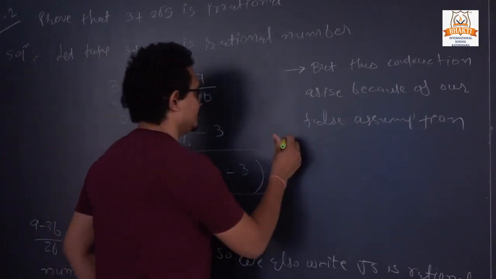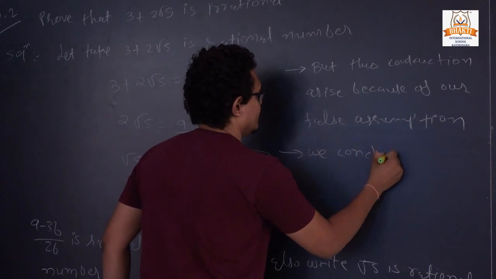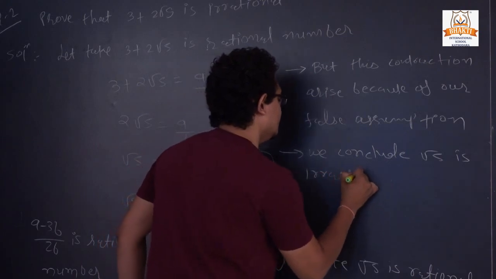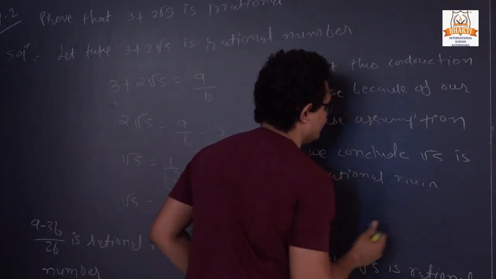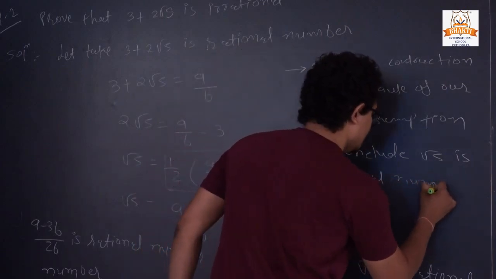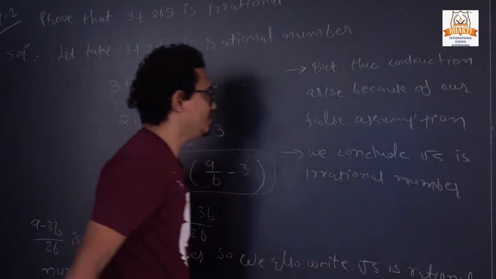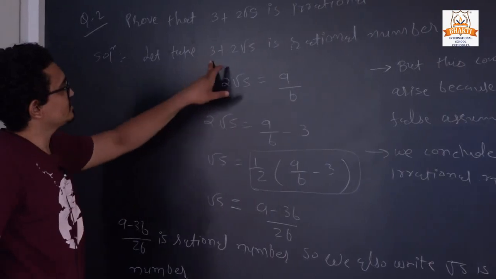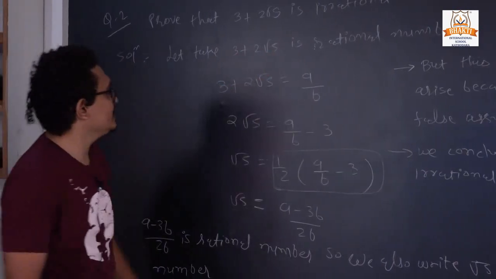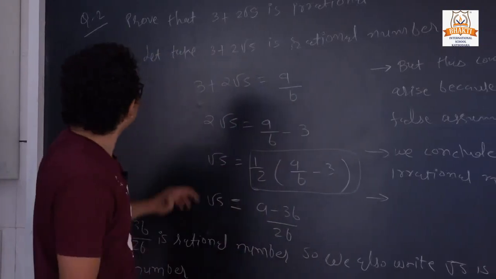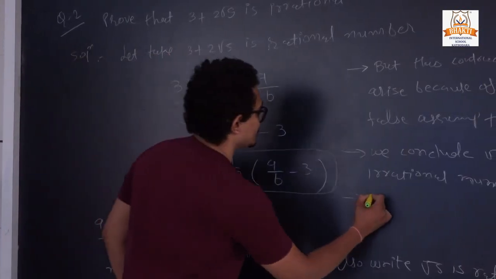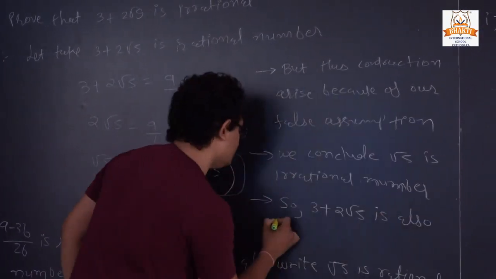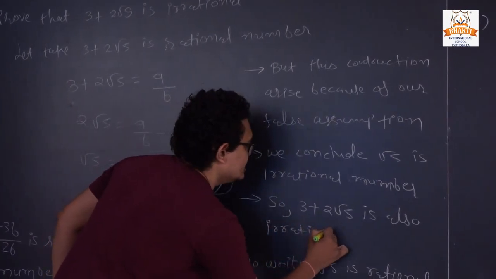So we can conclude root 5 is an irrational number. Root 5 is an irrational number. So if root 5 is an irrational number, it means all these numbers are irrational numbers. So we can write the last statement of this sum: 3 plus 2 root 5 is also an irrational number.